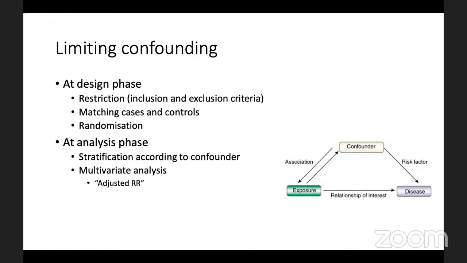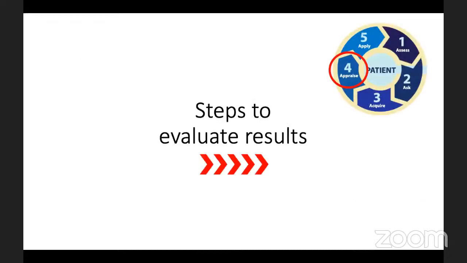Okay, so that was all the hard stats part. Actually, that was a lie. Next, the second step is evaluating how to actually evaluate the results of your study.